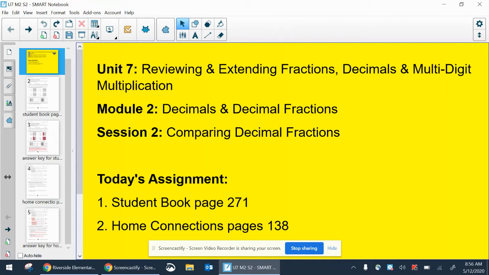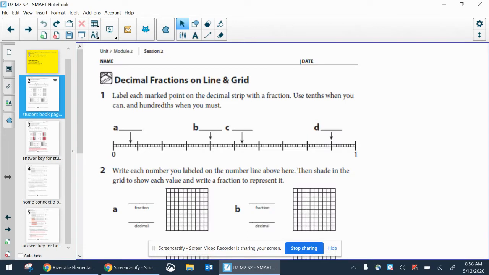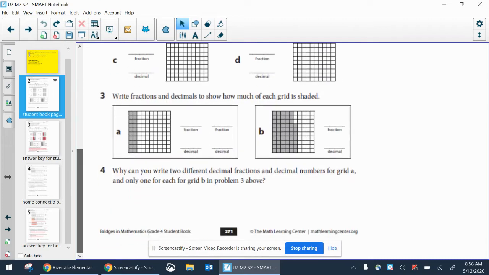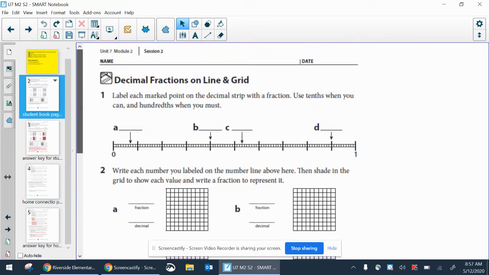Oops, I should have taken off that S there. Sorry about that. So let's take a look at our page together, and I'll scroll down to the very bottom. And this is what you need to be looking for, that you're in the student book page 271. And our paper today is titled Decimal Fractions on Line and Grid.